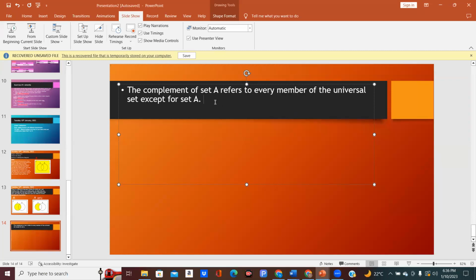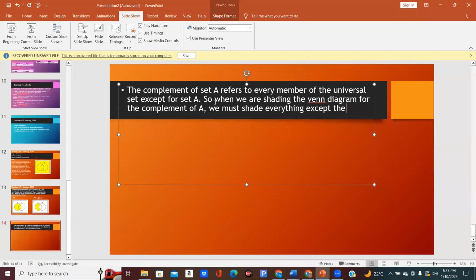The complement of set A refers to every member of the universal set except for A. So when we are shading the Venn diagram for the complement of A, we must shade everything except the circle which represents set A. Okay, so that's what is meant by the complement.